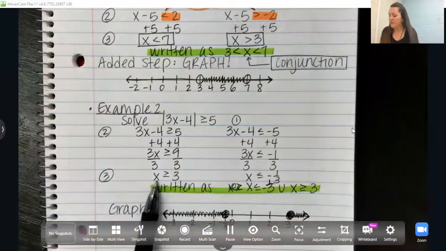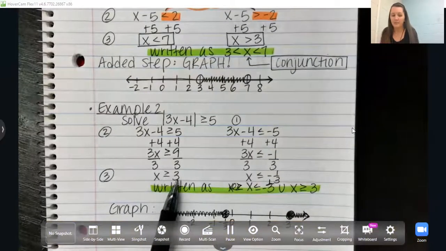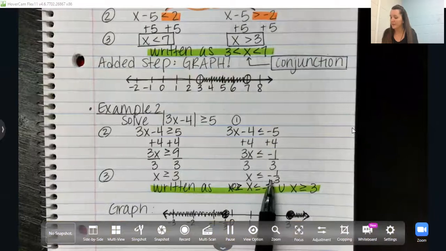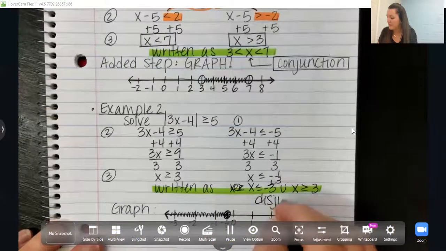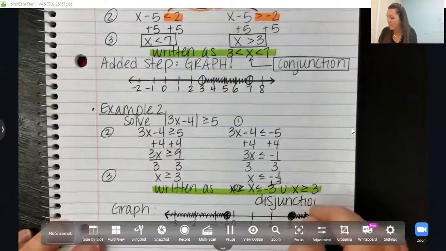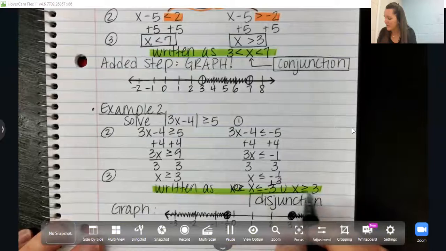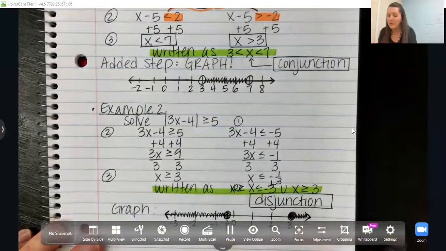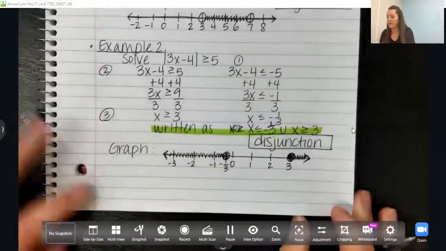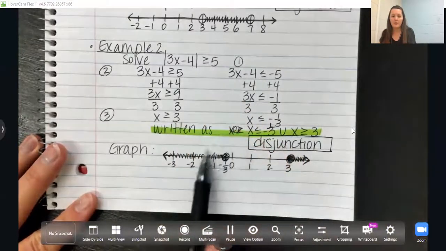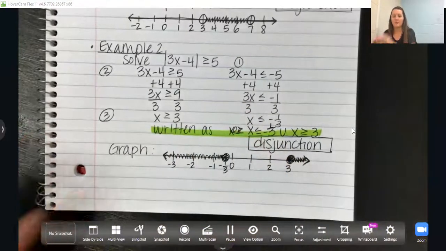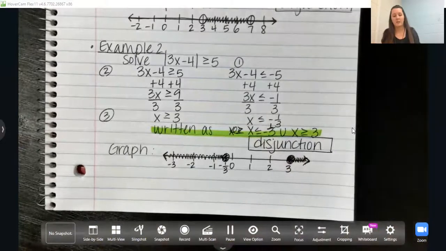So notice that x is greater than or equal to 3 and x is less than or equal to negative 1/3. So this is called a disjunction. It's disjunctive because they go away from each other. So take a look at what it looks like on the graph down here. They're going away from each other. So notice the difference. This is a conjunction. This is a disjunction. Dis meaning away, right? Or opposite.